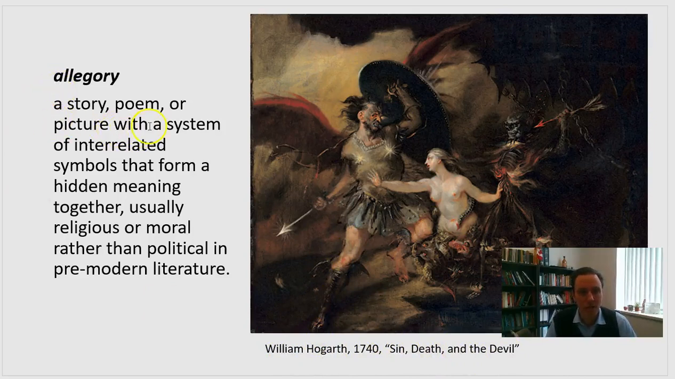So an allegory is a story, poem, or picture with a system of interrelated symbols that form a hidden meaning together, usually religious or moral rather than political, in pre-modern literature. You may be familiar with modern political allegories like Animal Farm or something like that, but they usually have more of a moral or religious nature in older literature. A famous allegory from the 17th century that I sometimes teach in this course, one of the best-selling books in English of all time, is John Bunyan's Pilgrim's Progress.